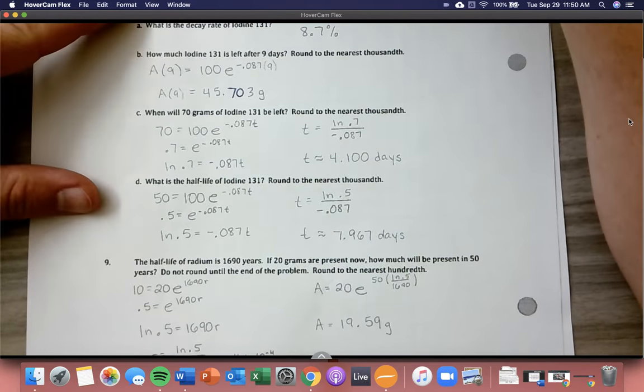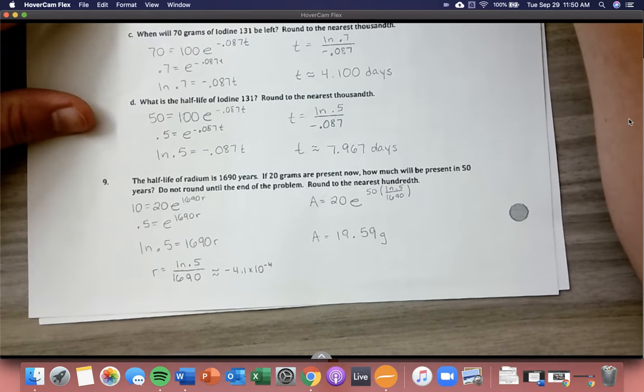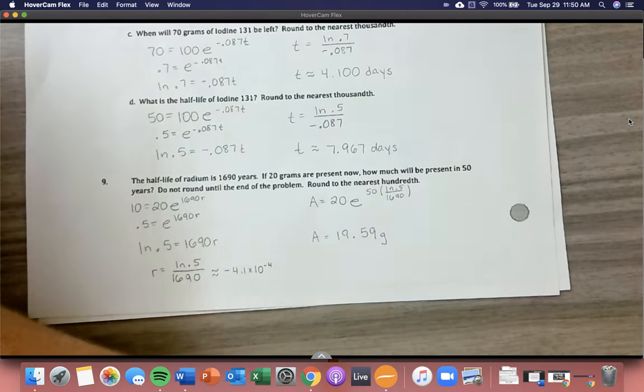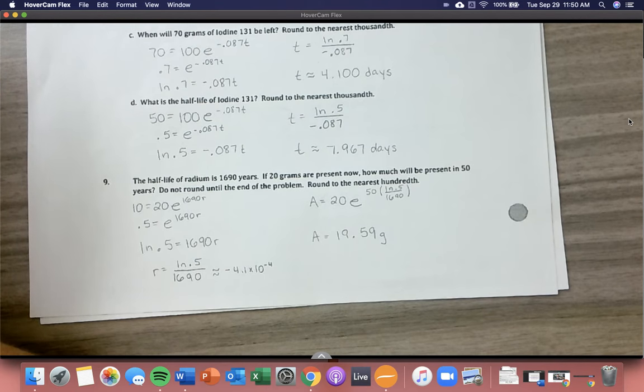Let's look at the last one here, number 9. This time it gives us the half-life. The half-life of radium is 1,690 years. If 20 grams are present now, how much will be present in 50 years? Do not round until the end of the problem. Round to the nearest hundredth.